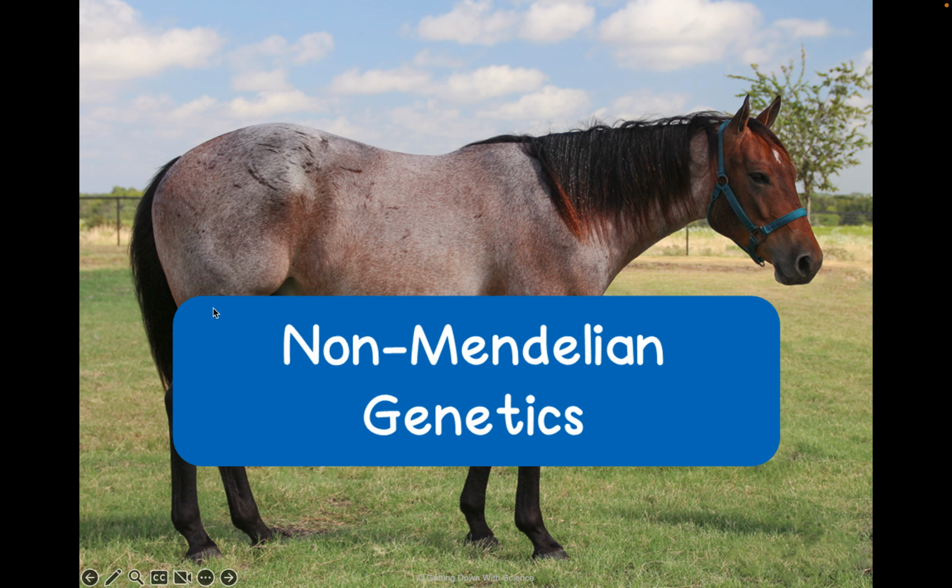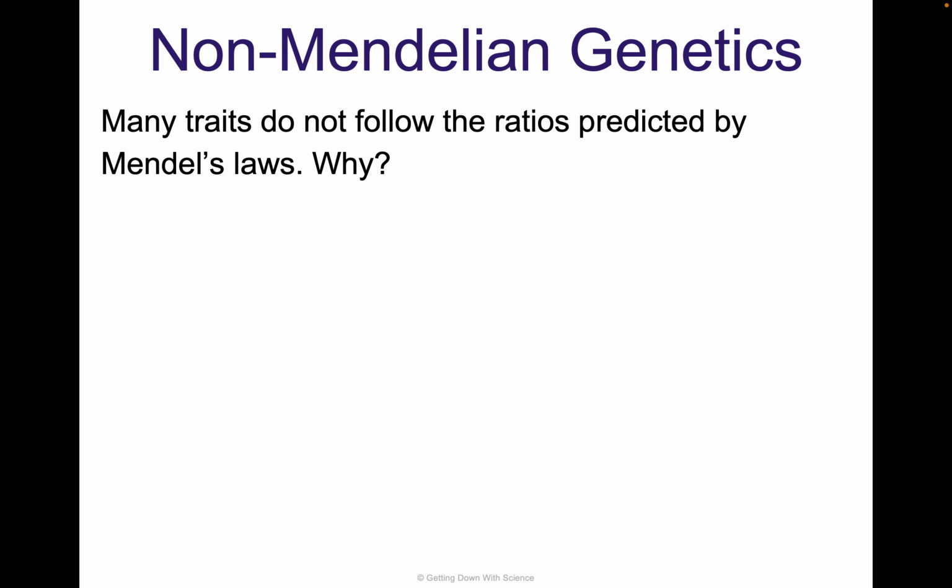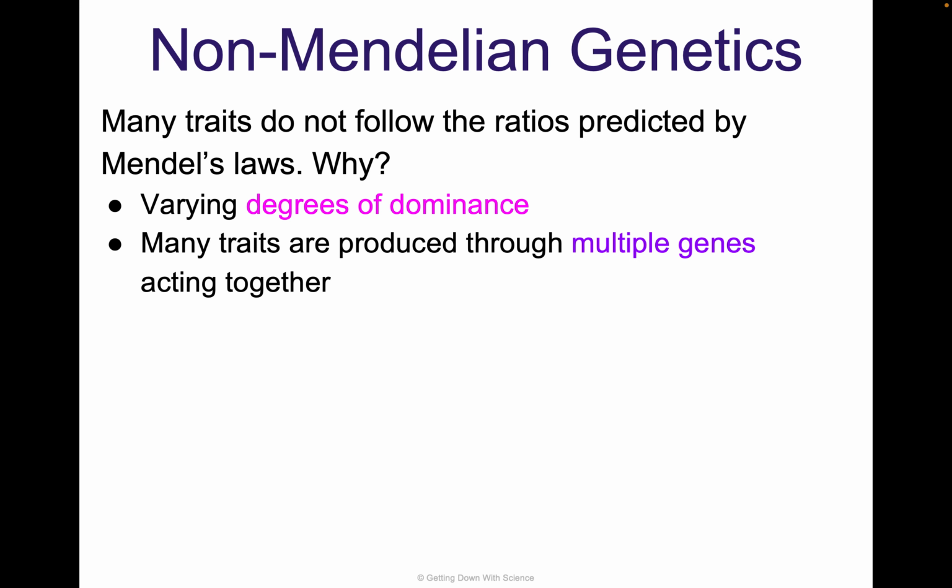Non-Mendelian genetics. So we learned all of the rules. Now we're here to break them. Many traits don't follow the ratios predicted by Mendel's laws, and here's a few reasons for it. The first is things have varying degrees of dominance. Not everything is purple and white or red and white. Some things are pink, right? So there's varying degrees of dominance.